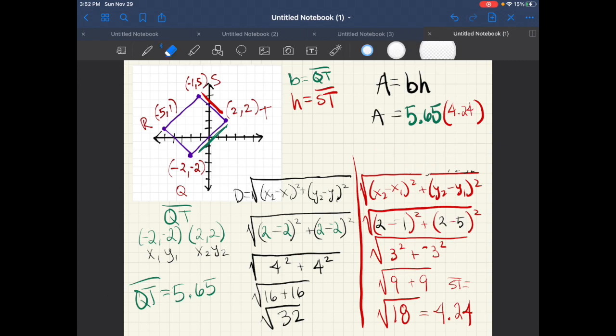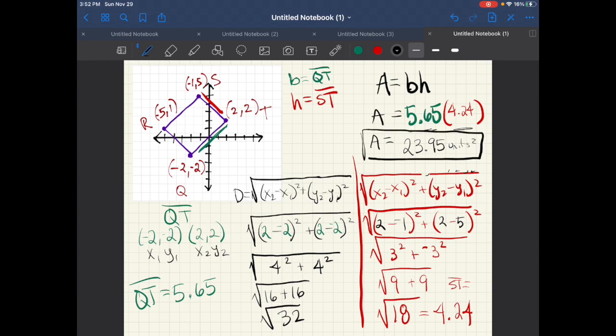So I'm going to plug that in up here. 4.24. So our final answer is we need to multiply the base times the height. So the base, we figured out that distance, 5.65. The height, we figured out that distance, 4.24. So now all that's left is to multiply those together. So we get a grand total of 23.95 units squared. That is our final answer.